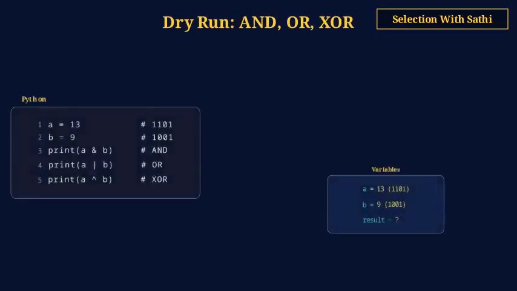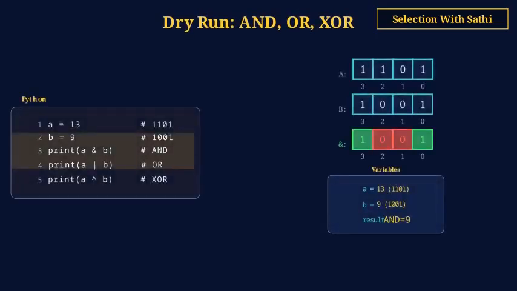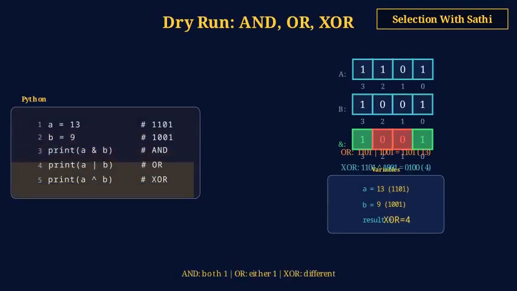Let us check if a number is a power of 2. Look at line 2. The trick is n AND n minus 1 equals 0. Why does this work? A power of 2 has exactly one set bit. 16 is 10000. 15 is 01111 and gives 00000. So 16 is a power of 2.